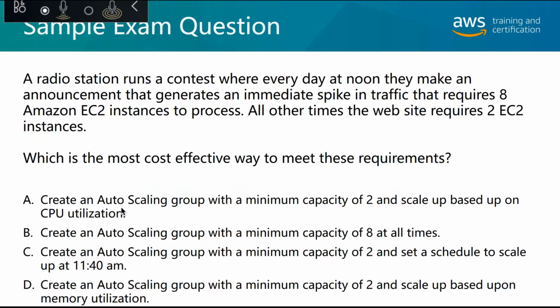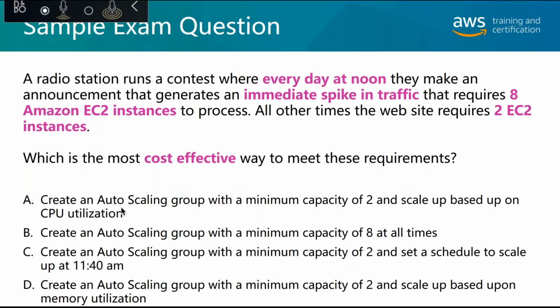So another question is, a radio station runs a contest where every day at noon, they make an announcement that generates an immediate spike in traffic that requires 8 EC2 instances to process. All other times, the website requires 2 EC2 instances. So it's only every day at noon that they make that announcement. Which is the most cost-effective way to meet these requirements, right?